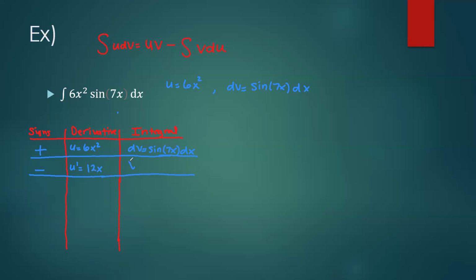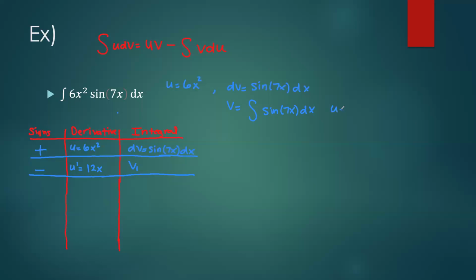And then your v1. I'll call it v1 because we're going to take the integration once. So what is the integration? To find v, you basically take the integral of dv, right? So the integral of sin of 7x dx.